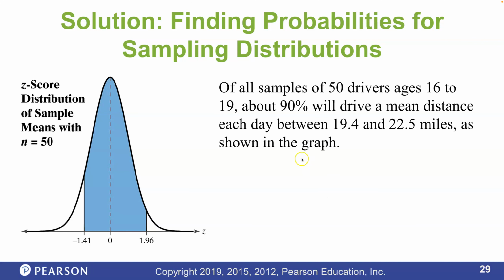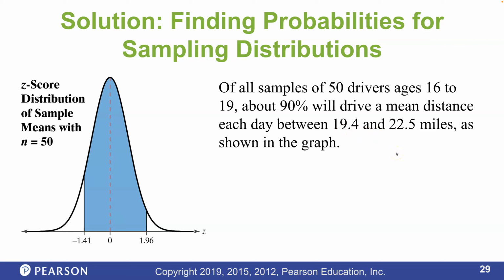So of all samples of 50 drivers, ages 16 to 19, we would be able to say about 90% of those 50 samples will drive a mean distance each day between 19.4 and 22.5 miles, as shown in this graph. So if I go out there and ask 50 drivers in this age group, there's a 90% chance that they drive between 19.4 and 22.5 miles. Their average will be in between those two numbers.